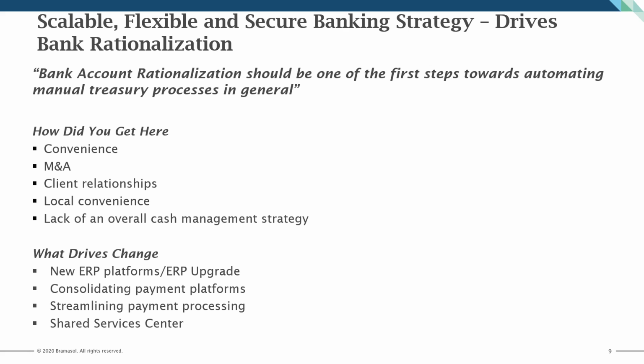What drives change? How do people go from where they are today, which is not quite efficient, and that happens over time, it's normal, to actually realizing they need to make some changes, besides the fact that technology changes? Some of these drivers could be that corporates are moving to new ERP platforms or upgrading their ERP platforms. They're consolidating their payment platforms, streamlining the way they process payments, such as through Multi-Bank Connectivity, which we'll get into in a little bit. Or they're moving to a shared services arrangement. So rationalization is really corporates' first step in prioritization and standardization. That's what starts to drive these changes.